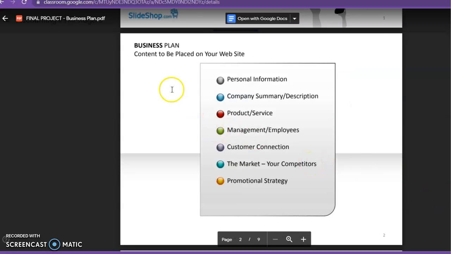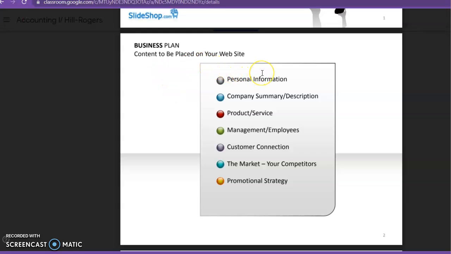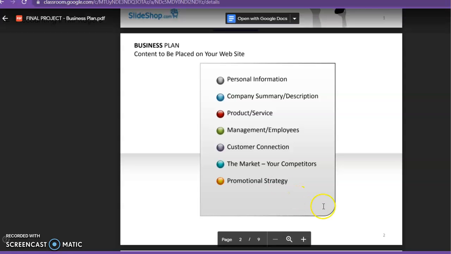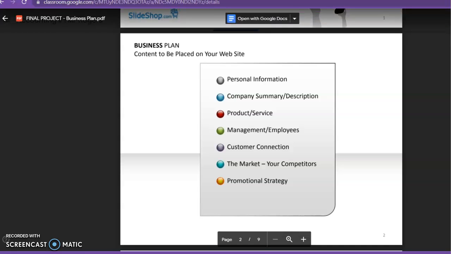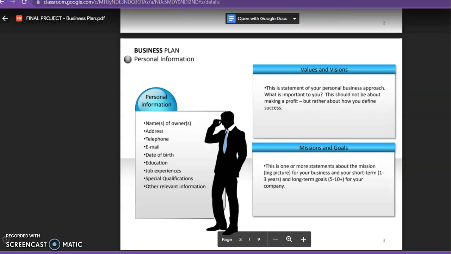So within the business plan, there is content to be placed on your website. These are the tabs that I was relating to as active tabs. When you go into the website using Wix.com or education.weebly.com, you can create these tabs so that your customers can go to these specific areas to find out particular information about you, your business, your partner as well, and some of the services and different things that pertain to your business.